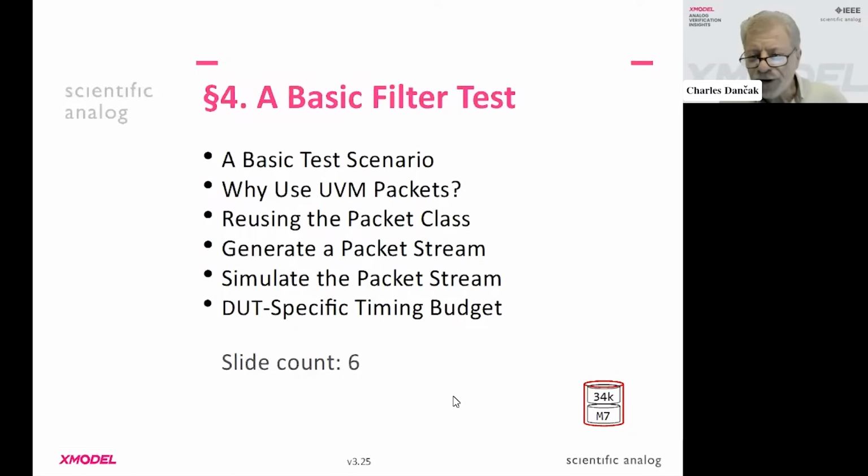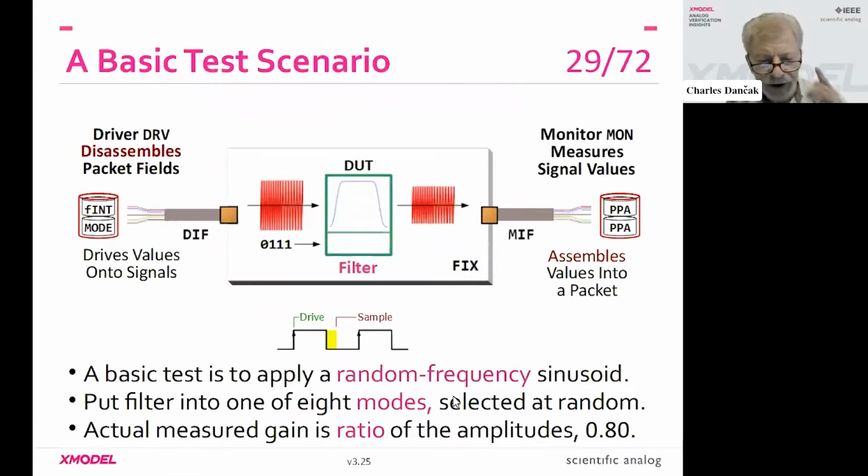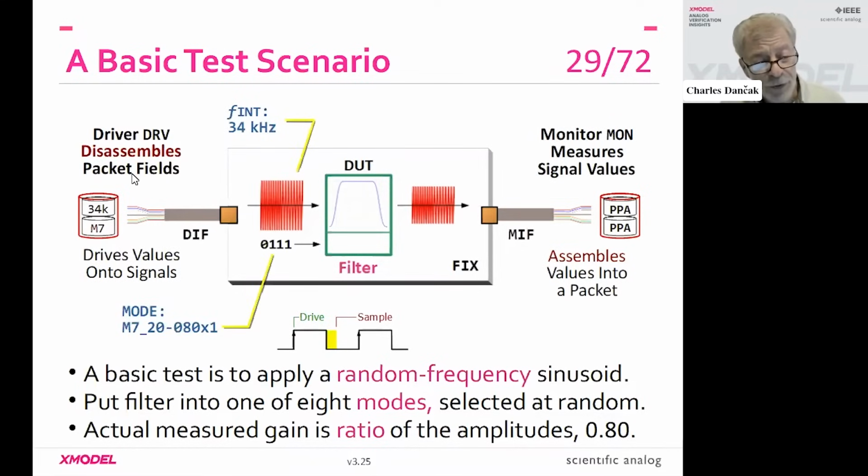All right, so let's tie everything we've covered together and look at a basic filter test. We're going to test our filter during normal operation. The driver will take its latest packet from the sequencer, disassemble the packet fields, and here's our running example. We're assuming 34 kilohertz, generate a sinusoid, apply that to the filter inputs along the interface bus, and drive mode 7 into the control input bits. And so there's the first half of this transaction.